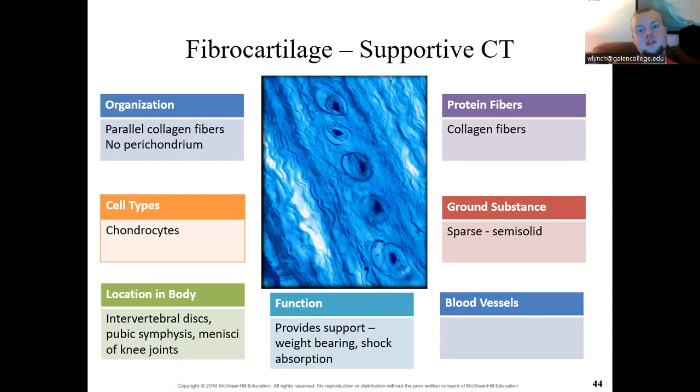Fibrocartilage, this is going to be the most dense of this cartilage. So we're going to find it in areas of a lot of stress or a lot of weight bearing, such as the intervertebral disc of the spine, the meniscus of the knee. We have parallel collagen fibers, so we have a lot of tensile strength.